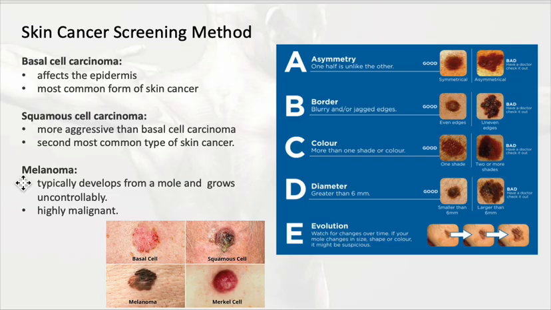And finally, melanoma typically develops from a mole and grows uncontrollably. Melanoma can begin very small. We see those features again in this particular melanoma, and they are highly malignant. So this type of skin cancer has a high probability of spreading to other areas of the body. Merkel cells are cells that exist in the skin as well, and Merkel cell cancerous growths are also a possibility.